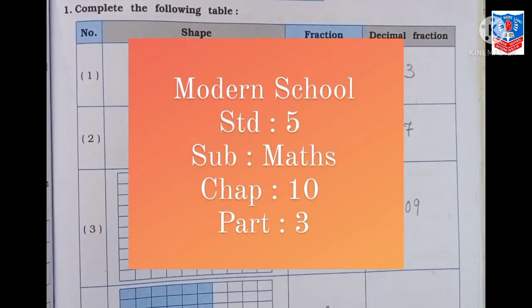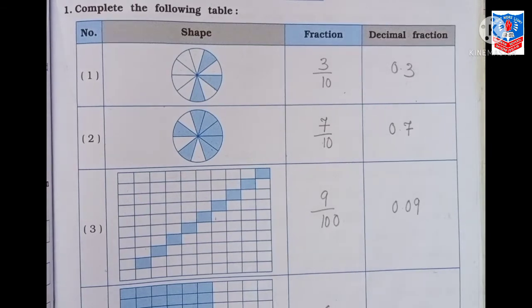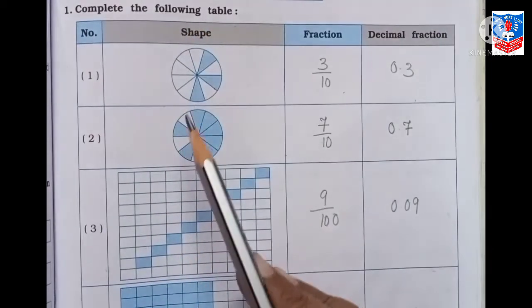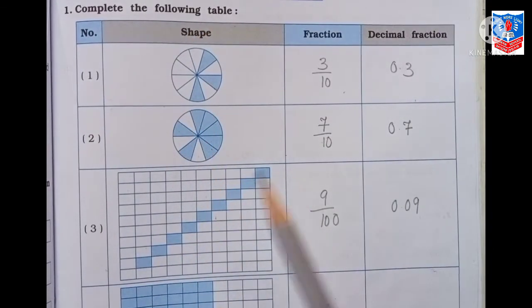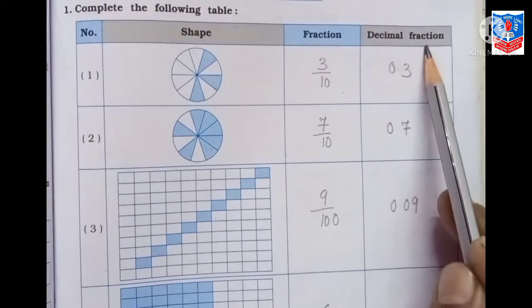Good morning, students. Let us continue with our chapter number 10, tens and hundreds. Now, what you have to do? Next is complete the following table. Now, see, some shapes are given here. You have to write in fraction form and decimal fraction.